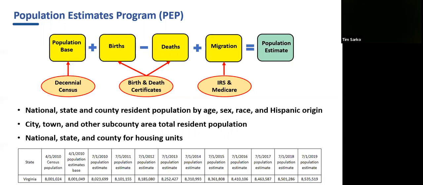And you can get these estimates at the national, the state, and county levels. You can get them by age, by sex, by race, and Hispanic origin. If you want city or town or other sub-county areas, those will just be total population. You can also get national, state, and county housing unit totals as well. And on the bottom there, you see I have Virginia's population estimates from 2010 to 2019.